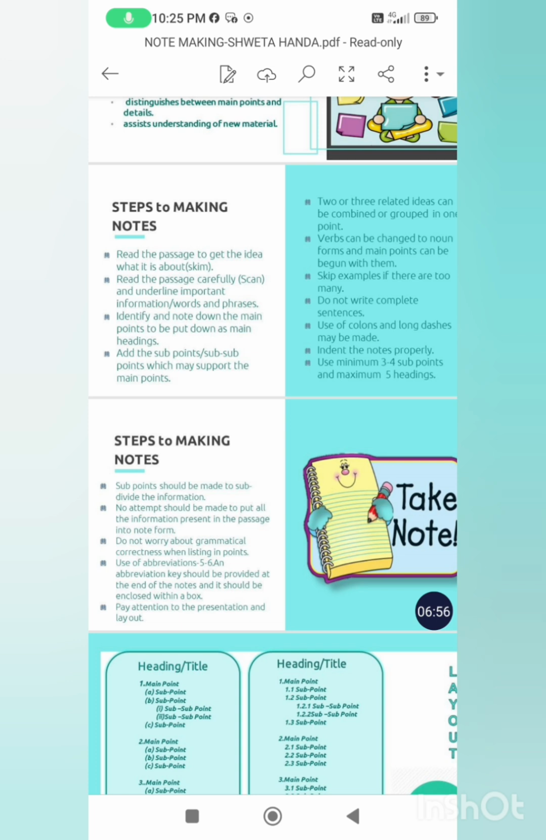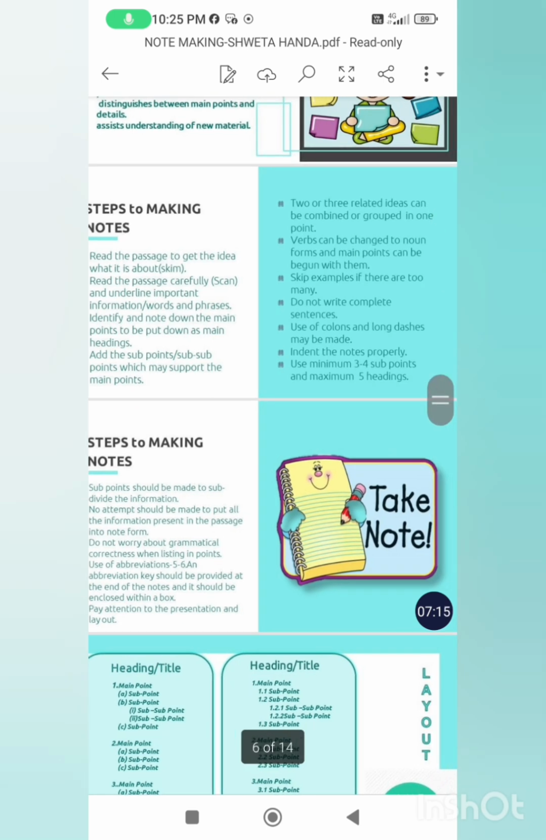So you need to identify and note down the main points. What are the main points? And then you have to note it down as main headings. Then add the sub points, as I've explained before and in the class too, which may support the main points, obviously. Clear? And after this you would be having key to abbreviations, that would be another box, and then you would be having summary. So that would be the third step.